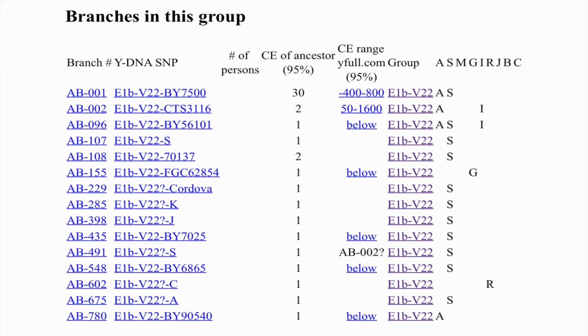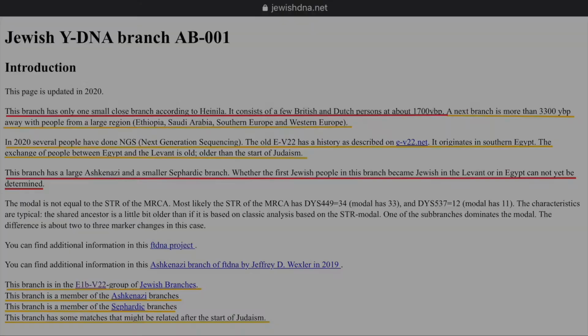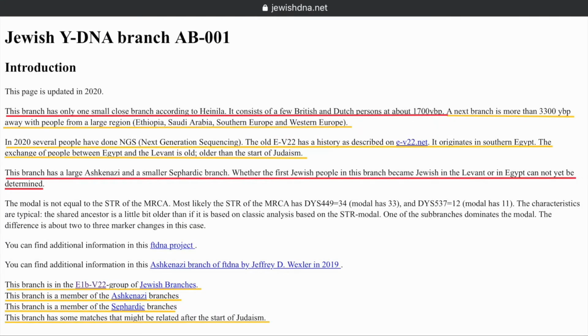So now let's take a look at some of these branches and read the information dealing with them. On your own time, you can click all of the links and read about each E-V22. This branch has only one close branch according to Penelia. It consists of a few British and Dutch persons at about 1,700 years before present.